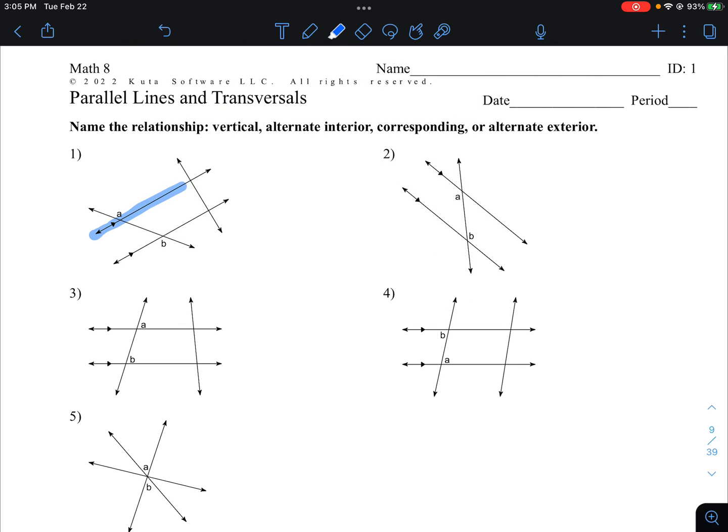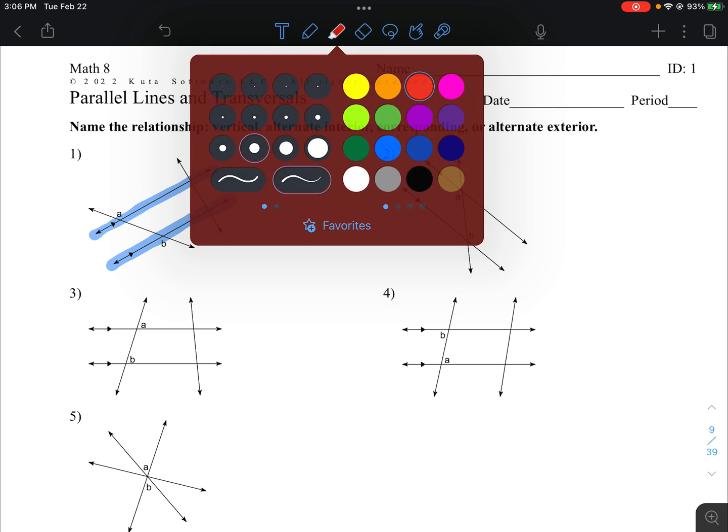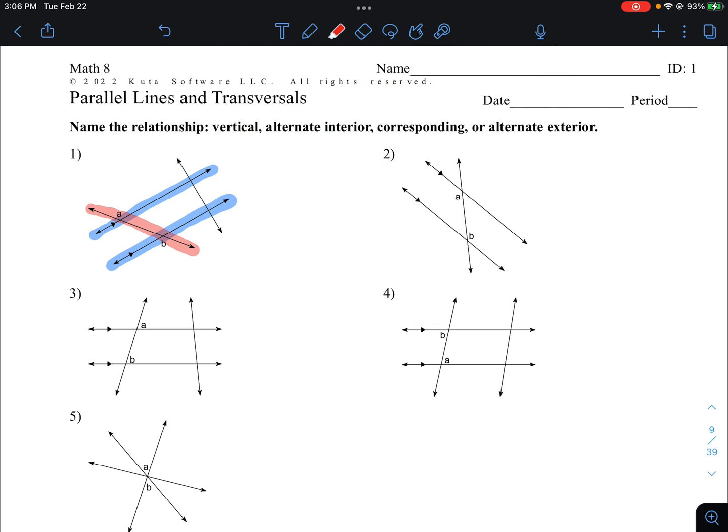So for one, A and B are the parallel lines. Sorry, that's not line A and B. These are the parallel lines. And they want us to know what's the relationship between A and B. Well, here's the transversal. Here's the one that's relevant to us. This is also a transversal, but it's not one that we really care about.